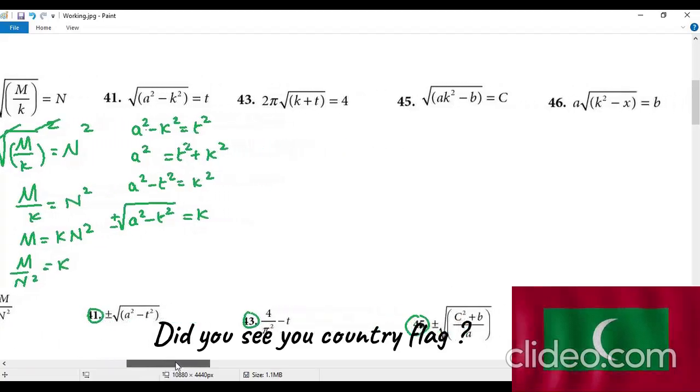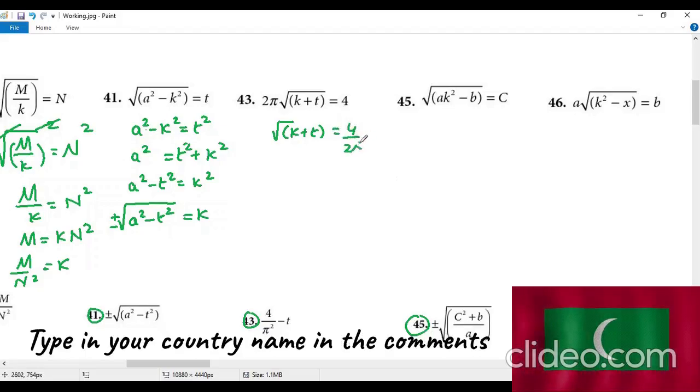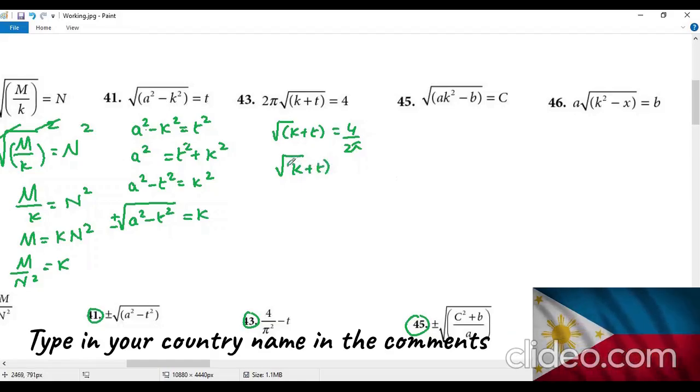When it comes to question number 43, 2 pi is multiplying, so on the other side it will go and divide. Under root k plus t equals 4 over 2 pi. Now you have under root k plus t equals 2 over pi, because 4 is going to be cancelled by 2. Now squaring both the sides will give you something like this: k plus t equals 4 over pi square.